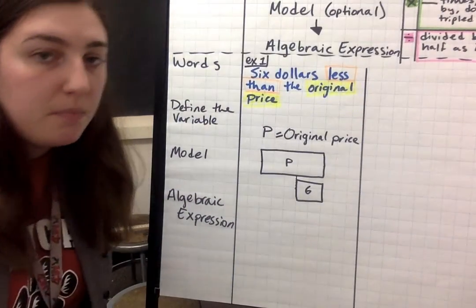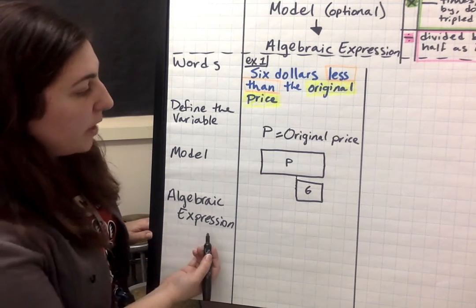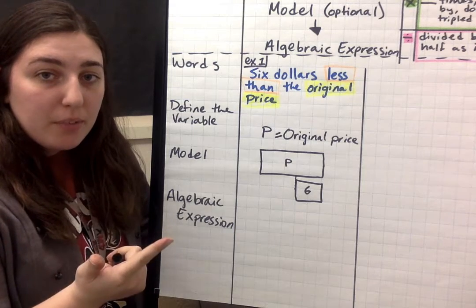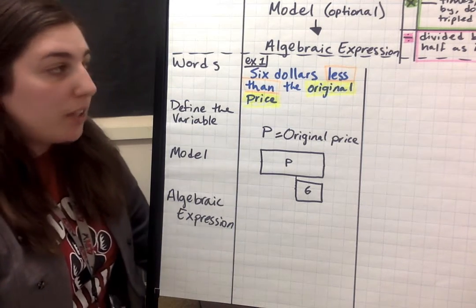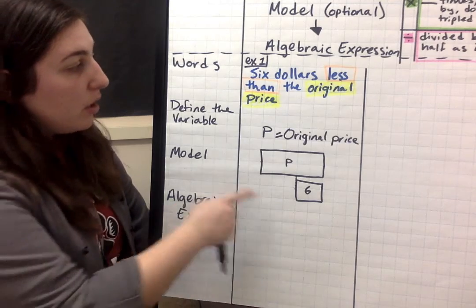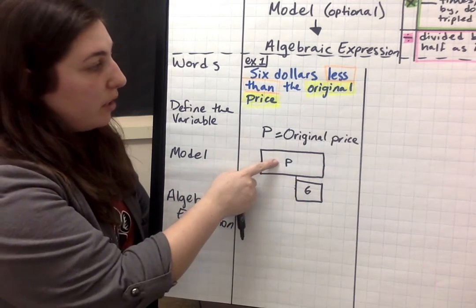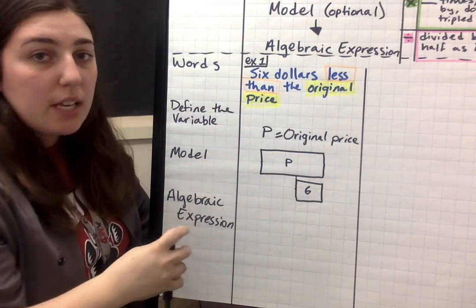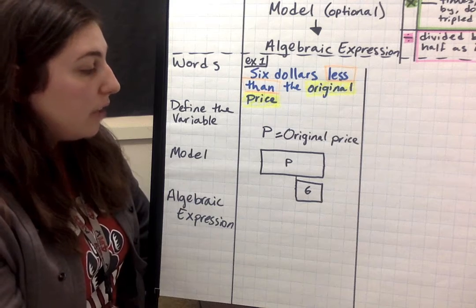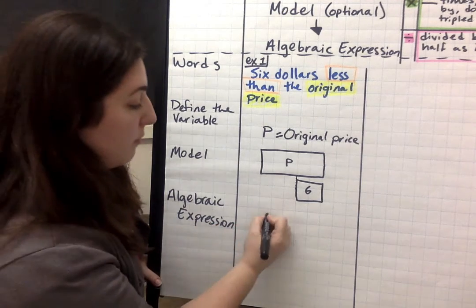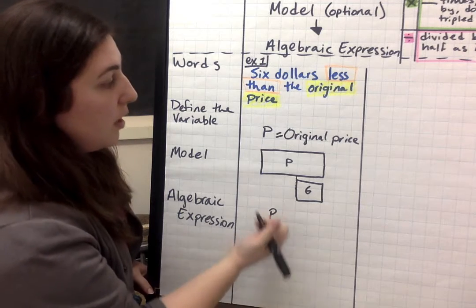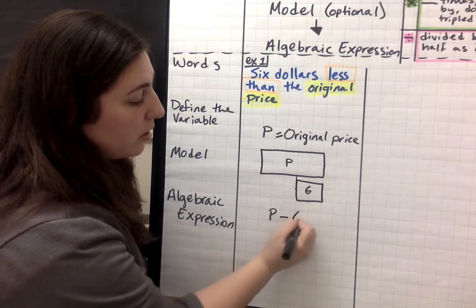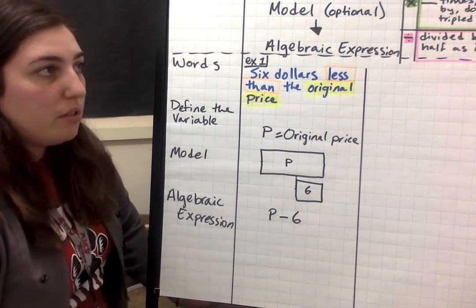Okay, so with the algebraic expression, I want to make sure that I have at least one variable and an operation, right? Because that's what we defined algebraic expression as. So if I look at my work here, I have my variable, I have my operation less than, that tells me keyword search, that tells me that it's subtracted, okay? So I know that my variable P, and whatever I'm trying to find, it's $6 less than, so I'm using subtraction, $6 less than the original, okay?